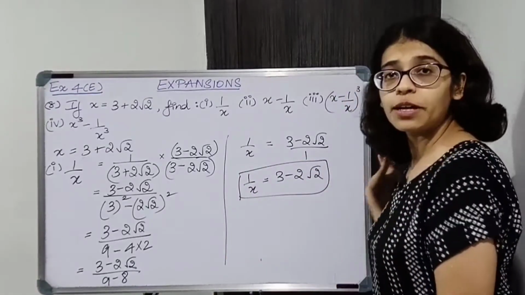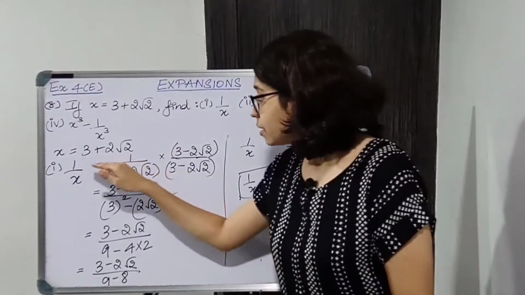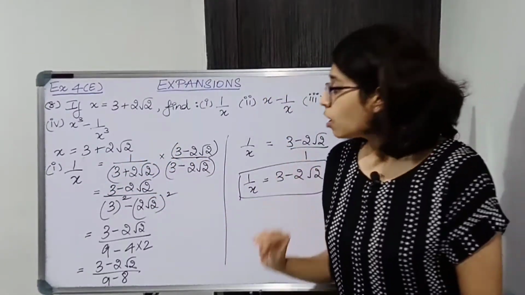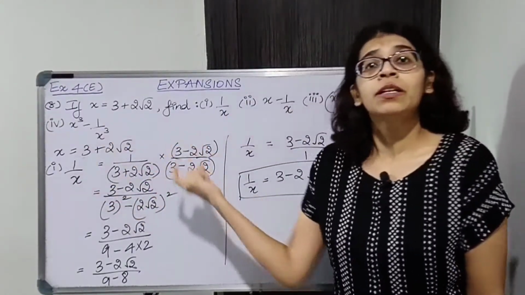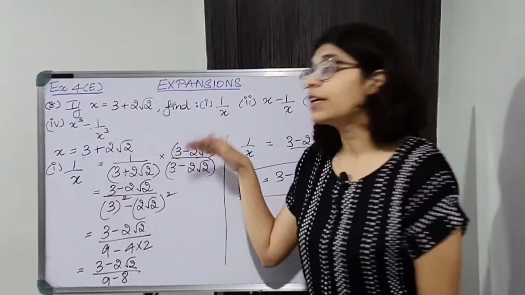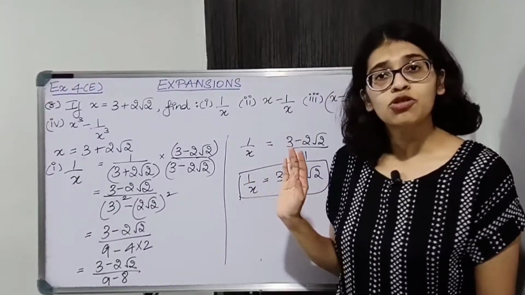So we got the first part. We found the value of 1 upon x. Please don't keep it like this, 1 upon 3 plus 2 root 2. Please students, I've told you, अगर a plus b है तो a minus b से multiply divide करो. And if there is a minus b, then multiply and divide by a plus b. So this was the solution of the first part.